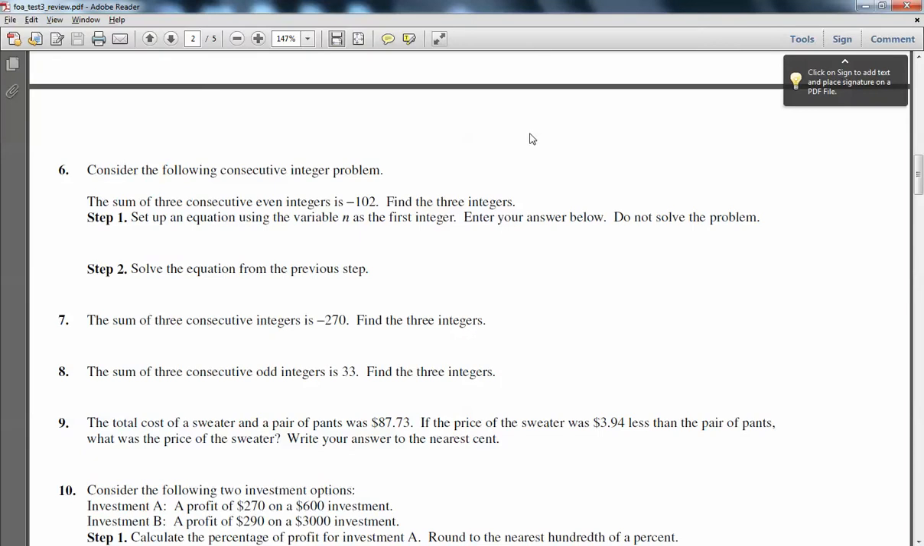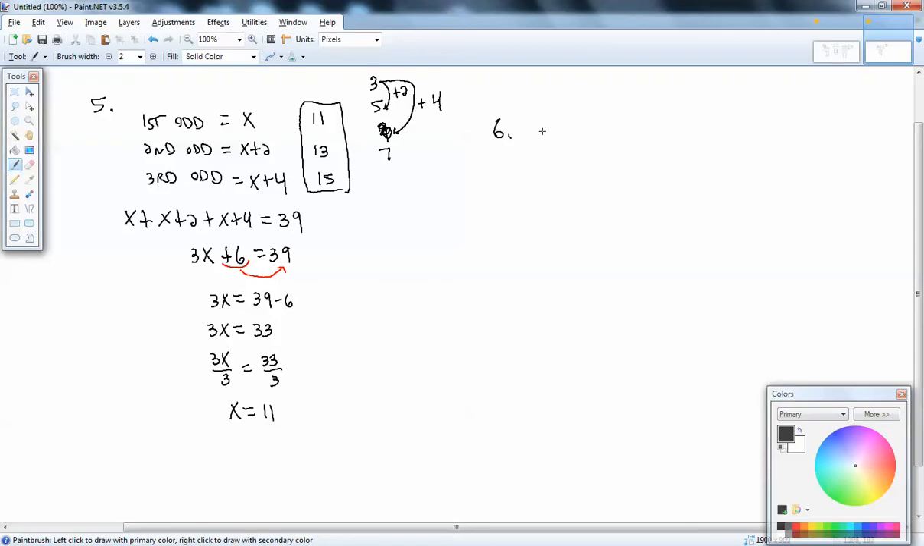Consider the following consecutive integer problems. The sum of 3 consecutive even integers. Okay. So we got our first even. We got our second even. And we got our third even. And the first one's always x. Let's come up with examples. Think this through. Consecutive even integers. 2, 4, 6 would be an example.